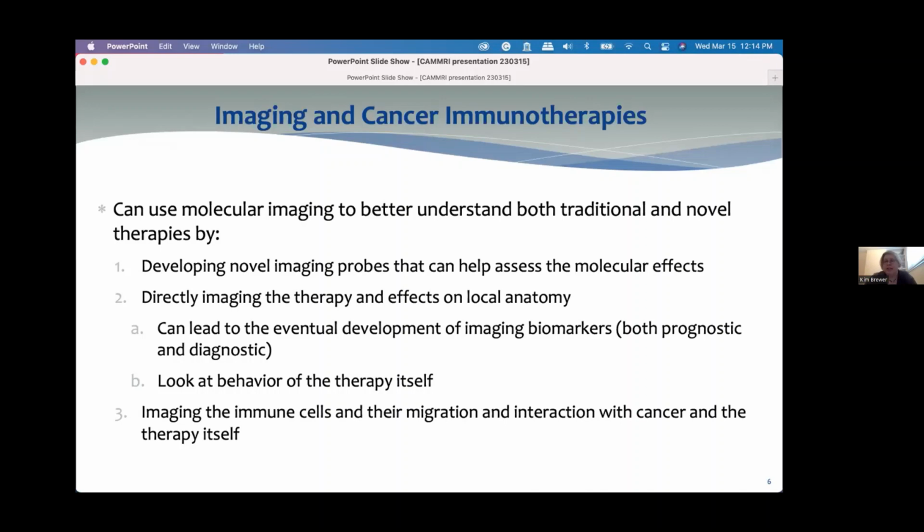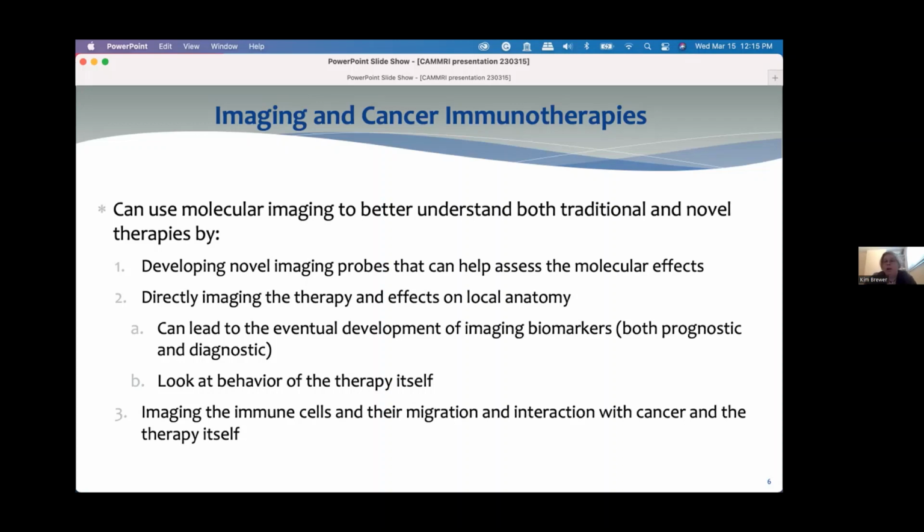And I don't just mean looking at changes in volume. So we want to look at the behavior of the therapy. We want to learn more about the mechanism of action. And we really, in a lot of cases, want to develop imaging biomarkers. It would be really nice in a lot of cases if we can have prognostic biomarkers as well as diagnostic. But prognostic is extremely helpful.